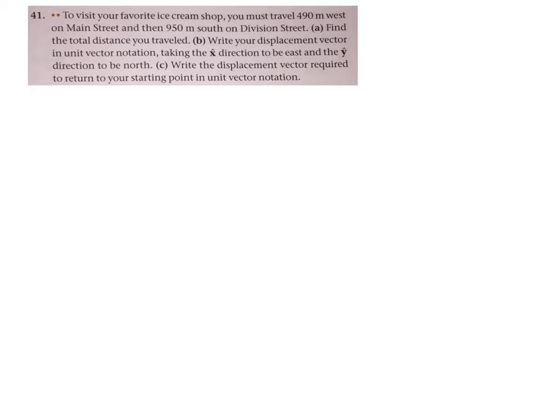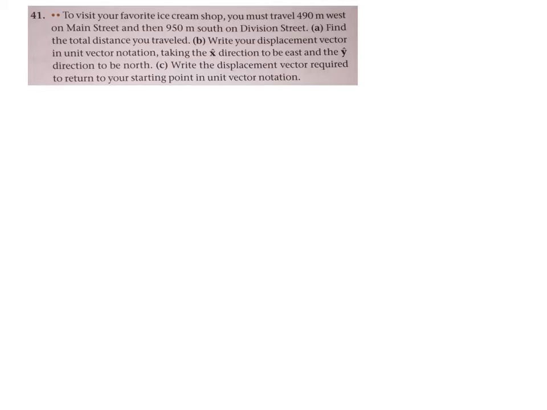Chapter 3, Number 41. To visit your favorite ice cream shop, you must travel 490 meters west on Main Street and then 950 meters south on Division Street. A. Find the total distance you traveled. B. Write your displacement vector in unit vector notation using x hat to be east and y hat to be north. And then C. Write the displacement vector which will be required to return to your starting point in unit vector notation.